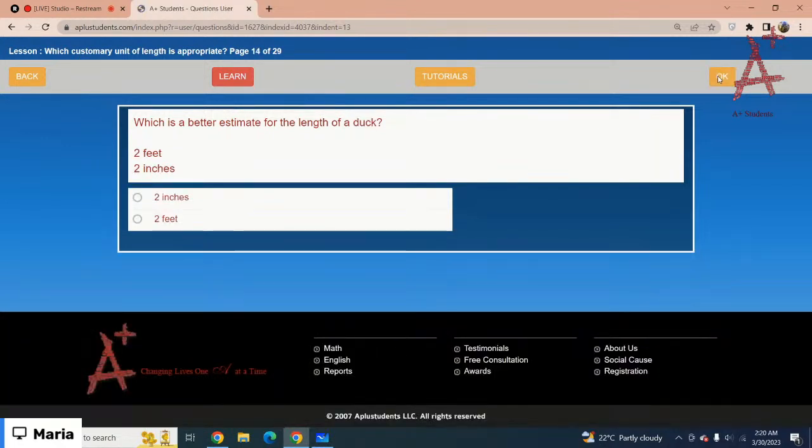Okay, which is a better estimate for the length of a duck? 2 feet or 2 inches? So which is the correct option? The length of the duck would be 2 feet. Got it? Because 2 inches is very small. So it would be 2 feet.